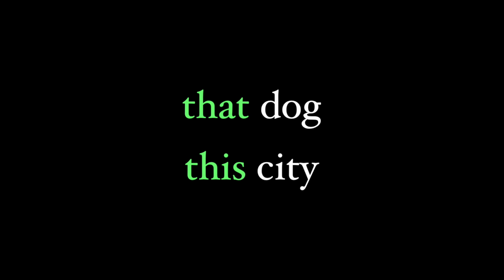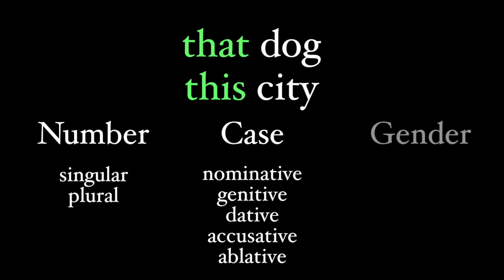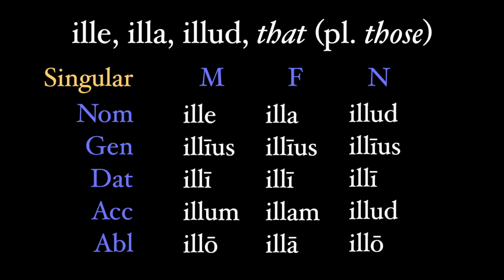Okay, so demonstratives are technically adjectives. It's that dog or this city. Because of this, demonstratives will have forms in both numbers, all 5 cases, and all 3 genders. So here's the full declension of ille, illa, illud.